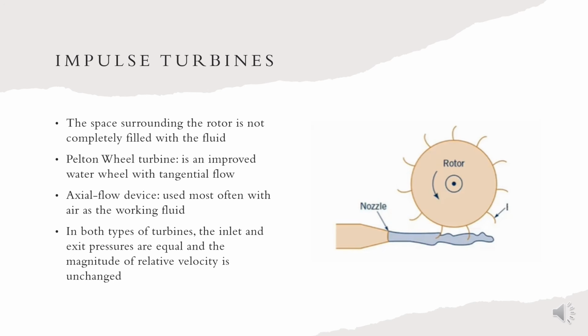The second one is an axial flow device. It is used most often with air as the working fluid. But just like with the Pelton wheel, the inlet and exit pressures are equal, and the magnitude of relative velocity is unchanged as the fluid flows across the blade. In this type of turbine, the fluid does work on the blade.